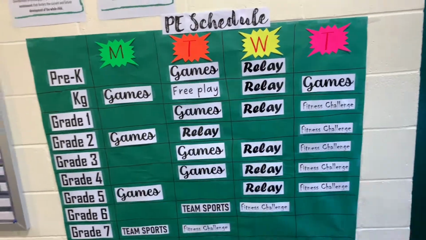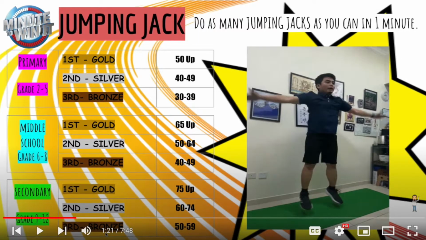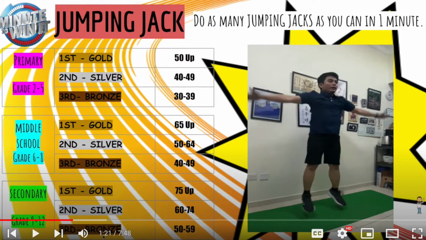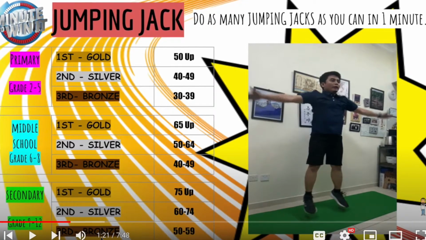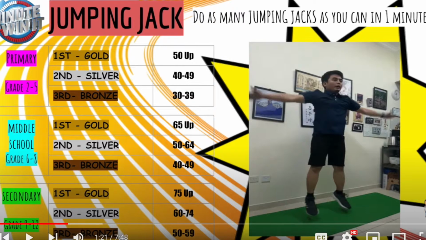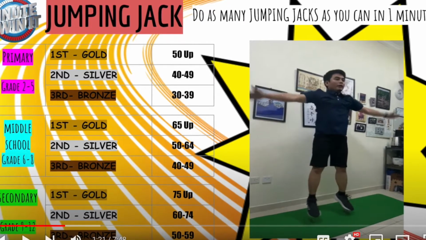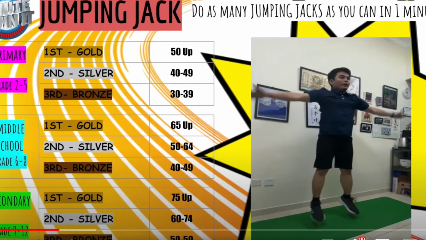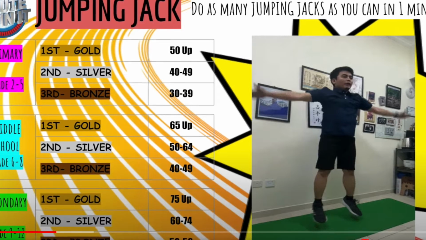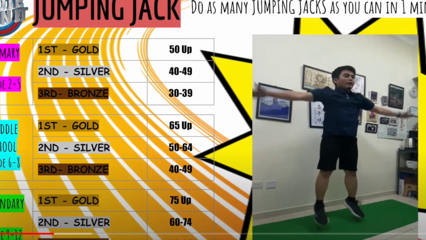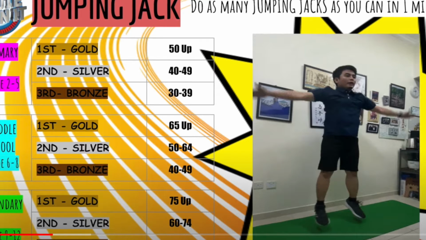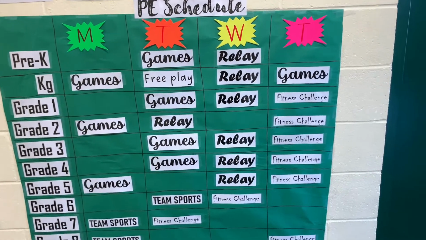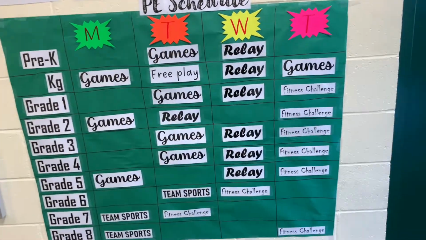Once there is a success criteria, for example in a Minute to Win It with basic jumping jacks, I have set a success criteria. For a middle school, if they do jumping jacks, say 65 and up, they will be at gold level, and I put corresponding points for that. Say gold level is 10 points. If you do say 59 to 40 jumping jacks in a minute, you will be at silver level, and silver has 7 points. If you do say 48 to 30 jumping jacks in a minute, you will be at the bronze level, and bronze has 5.